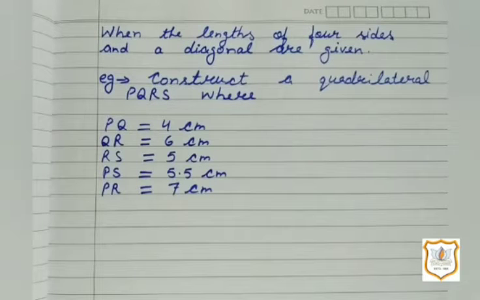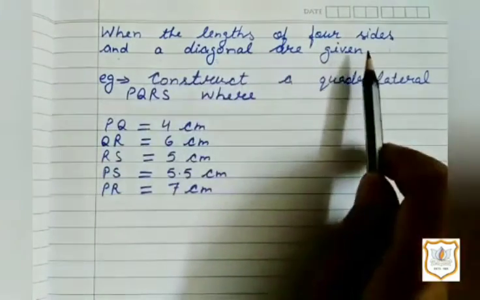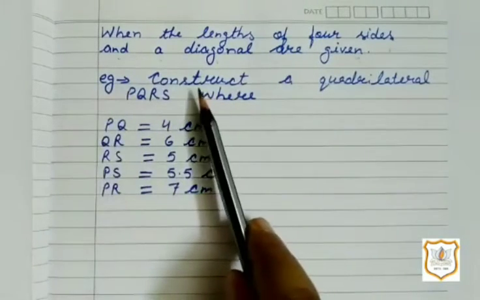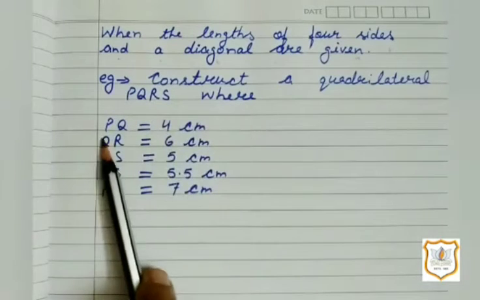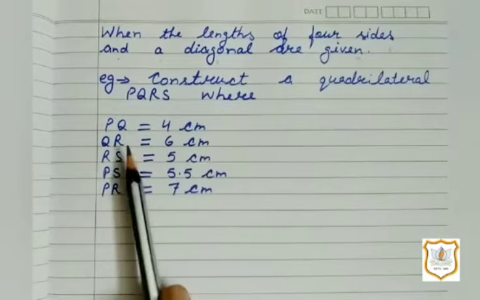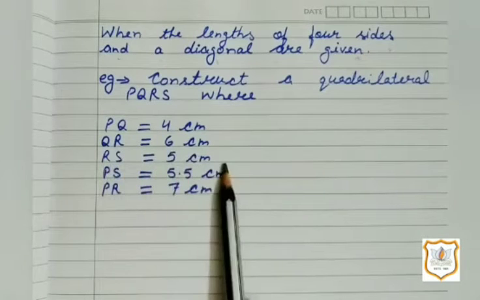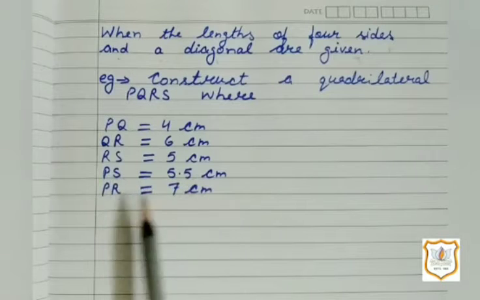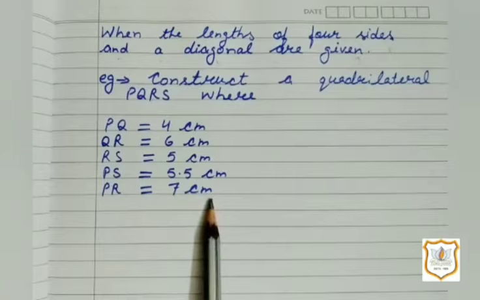I shall explain construction when the lengths of 4 sides and a diagonal are given by an example. Construct a quadrilateral PQRS where PQ is equal to 4 cm, QR is equal to 6 cm, RS is equal to 5 cm, PS is equal to 5.5 cm and PR is equal to 7 cm.